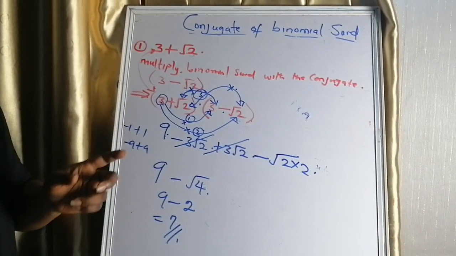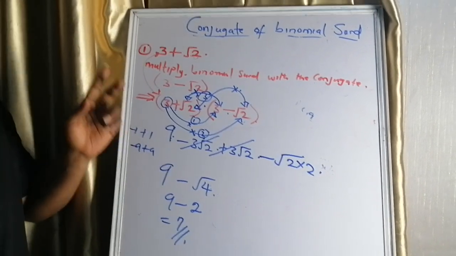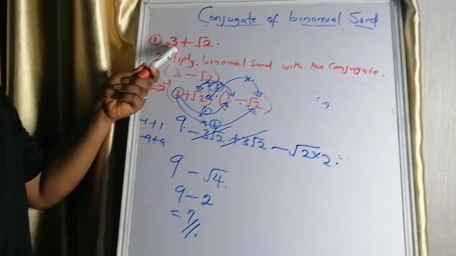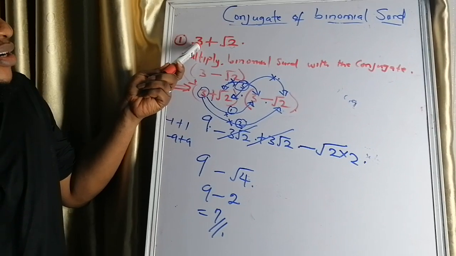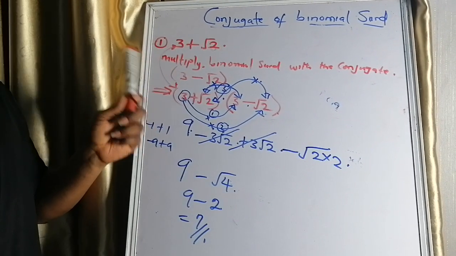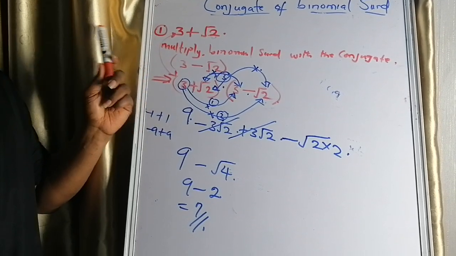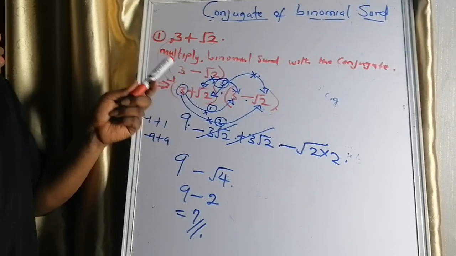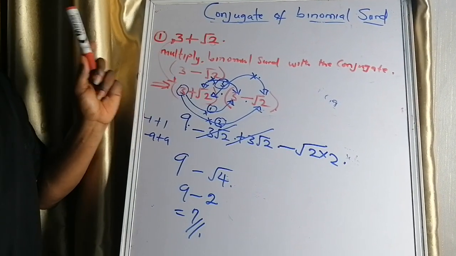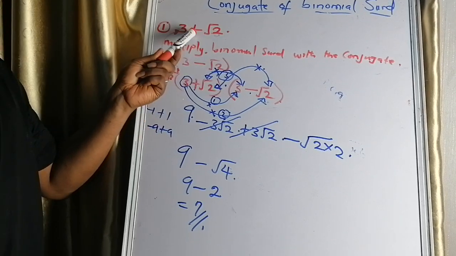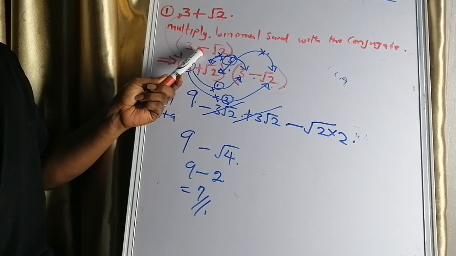So don't forget the condition behind a binomial surd. Multiply anytime you see questions like this, where the one before the sign is not carrying a surd and the other one is carrying a surd. That is what we call a binomial surd. So you need to multiply it by the conjugate. The conjugate of 3 plus root 2 is 3 minus root 2. The only thing you are changing is the sign. Let's assume it's minus that is here, it means you put a plus here. Difference of two squares.